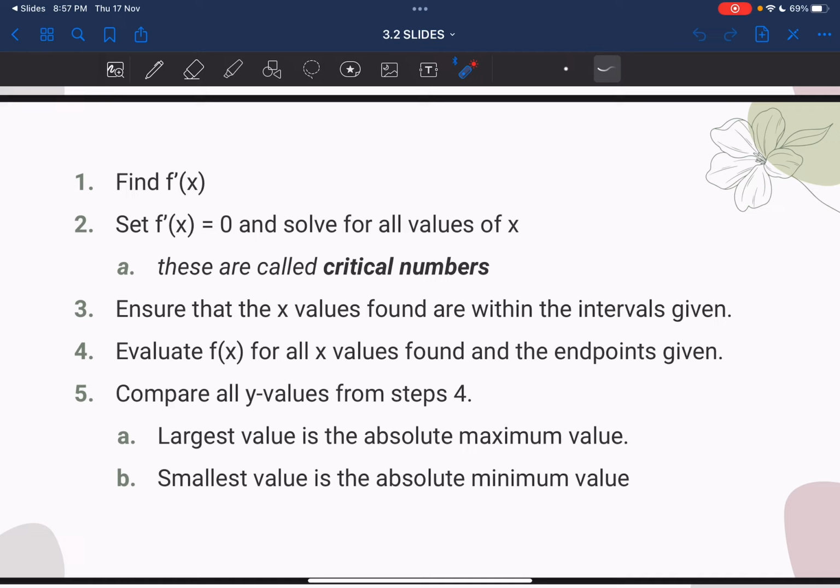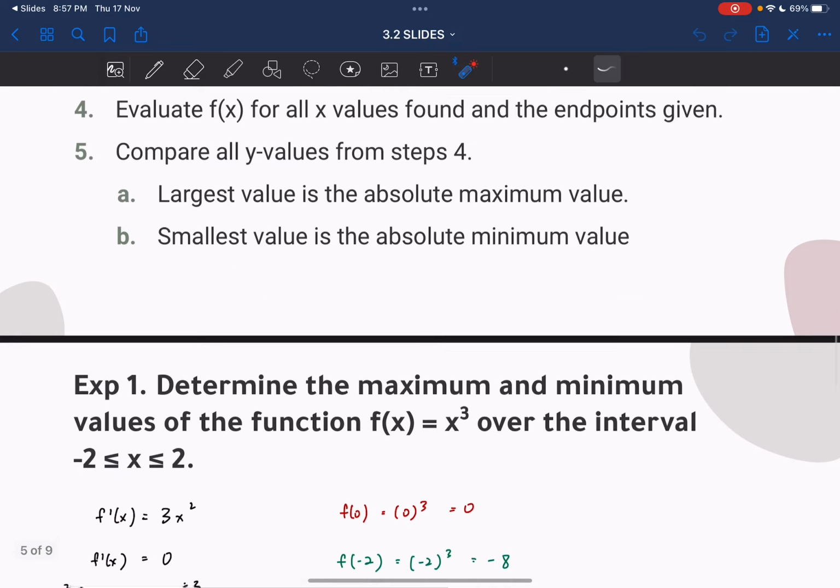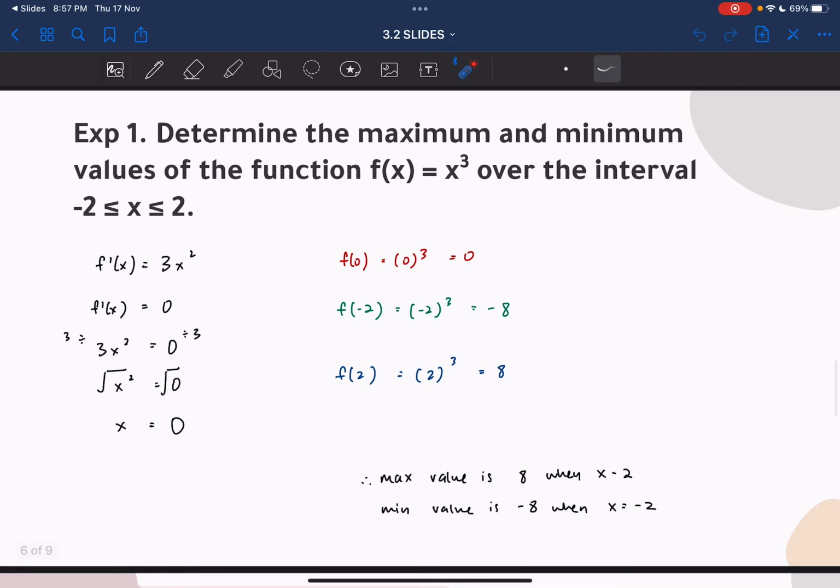After we ensure that they are all within the intervals given, we have to evaluate f(x) for all the x values found and the endpoints given. Compare all the y values we found from step 4, and the largest value is going to be the absolute maximum value, and the smallest value is going to be the absolute minimum value. Pretty simple, right? So let's start with an easy question.